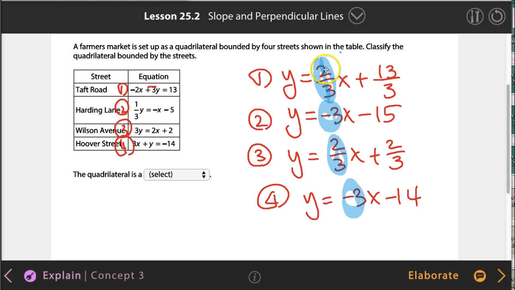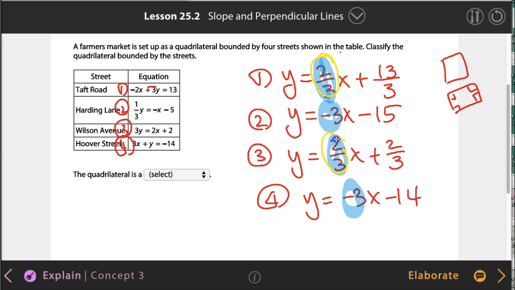Because you see, if you change the sign for 2 over 3, it's going to be negative, and if you flip it, find the reciprocal of that, it's going to be 3 over 2. So if you want to say that they are all perpendicular to each other, this slope over here should be negative 3 over 2, right? So we know for sure this is not a square or a rectangle, anything that has 90-degree angles on 4 corners, right? But what else do you notice?